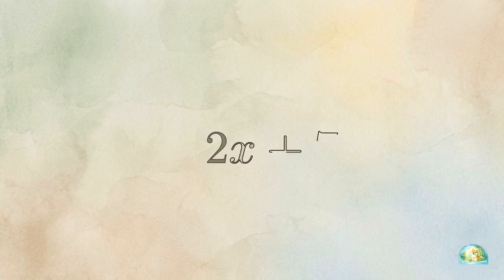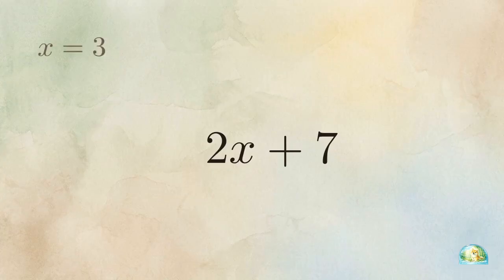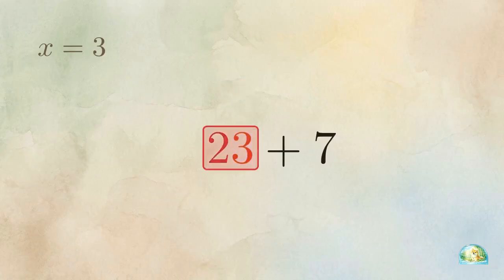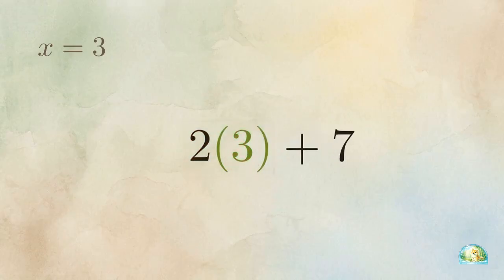Let's look at this expression, 2x plus 7. We need to evaluate it when x equals 3. Our first rule is simple. Replace the variable with the given value. But watch out for a common trap. A number right next to a letter tells you to multiply. So 2x doesn't become 23, it becomes 2 times 3.